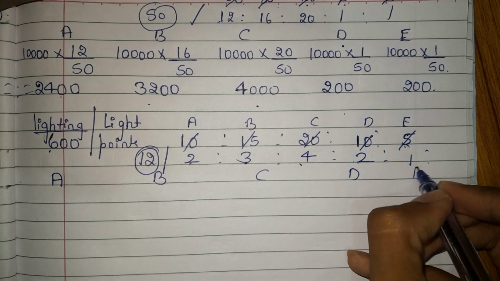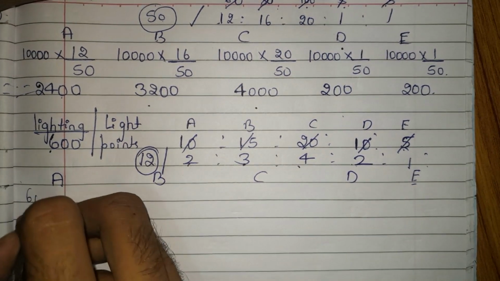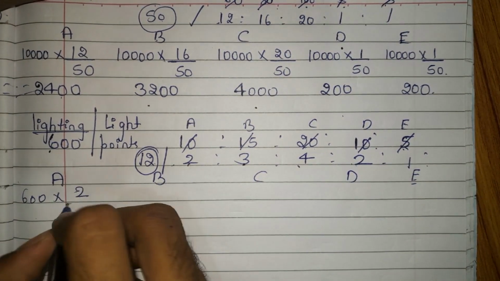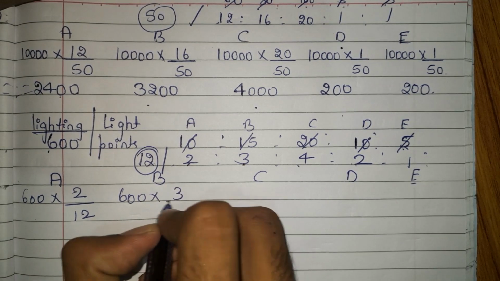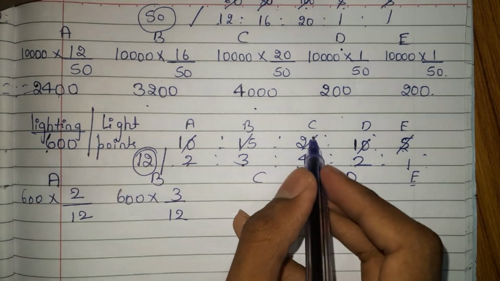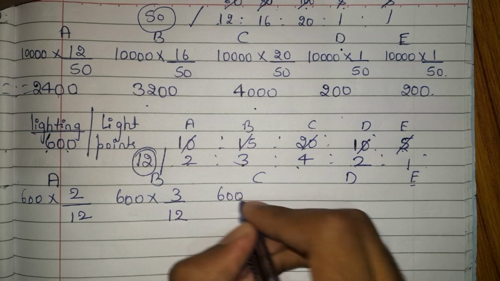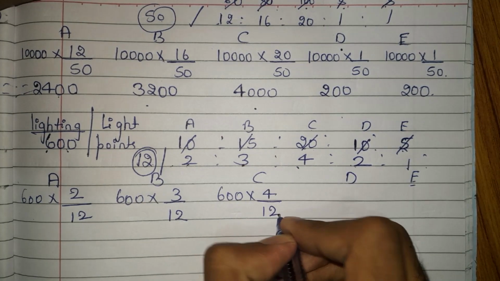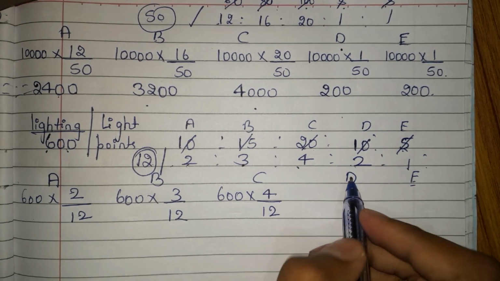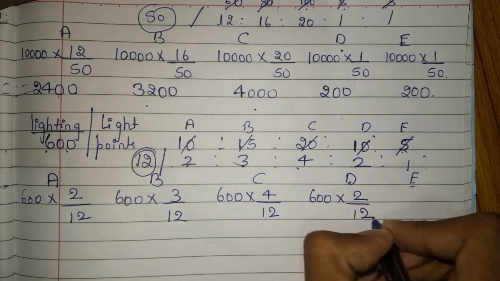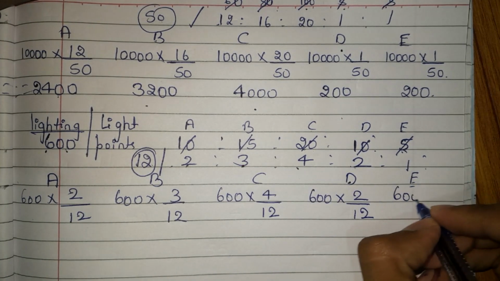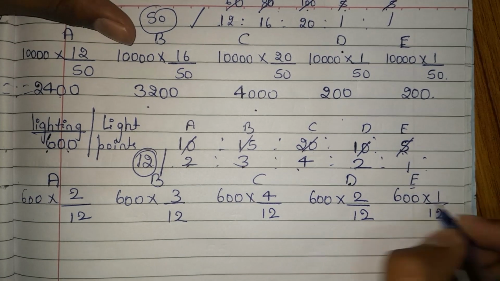Now we need to divide this 600 among various departments. We have A, B, C and D, E. A, it will be 600 into 2 divided by 12. B, it will be 600 into 3 divided by 12. C department, it will be 600 into 4 divided by 12. And D department, it will be 600 into 2 divided by 12. E department, it will be 600 into 1 divided by 12.